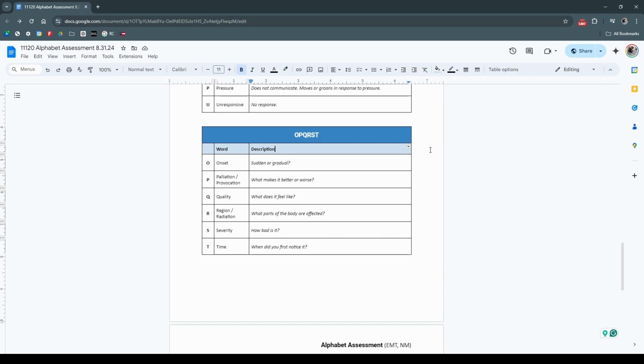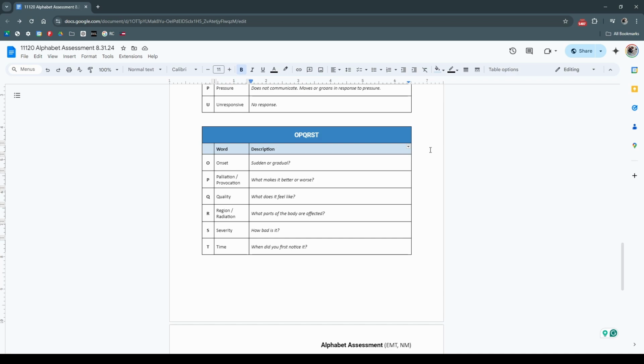P for palliation or provocation. This is just what makes it better or worse. Oh, your arm hurts. Does anything make it better or worse? Yeah, every time I move it, it hurts more. It turns out when I put the ice on it, it makes it feel better, or maybe just nothing. Nothing changes it. Quality is different than severity.